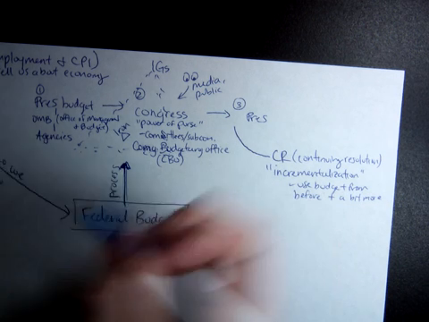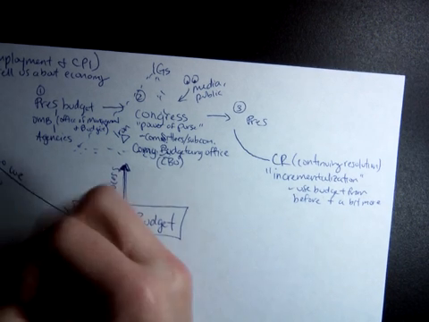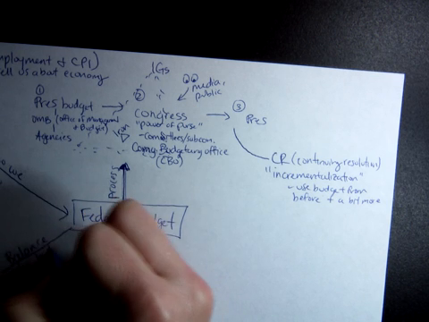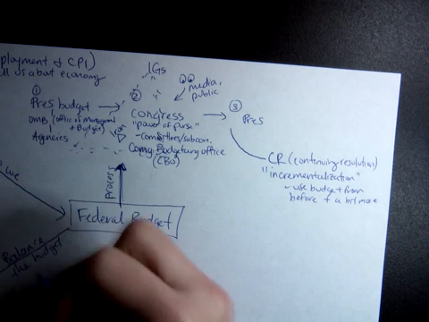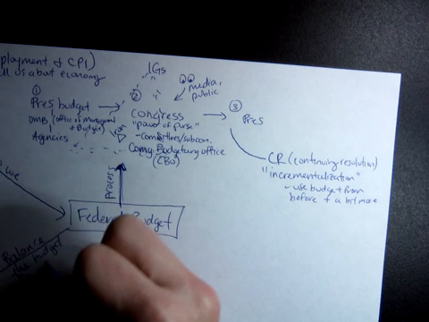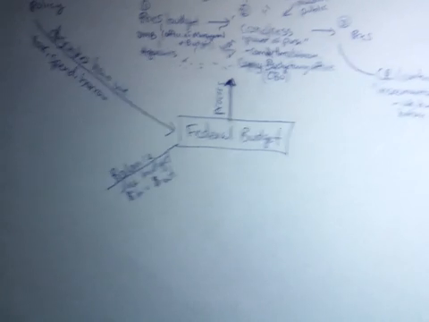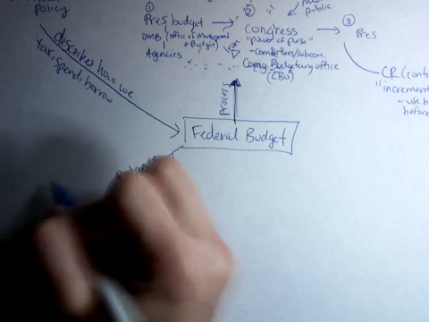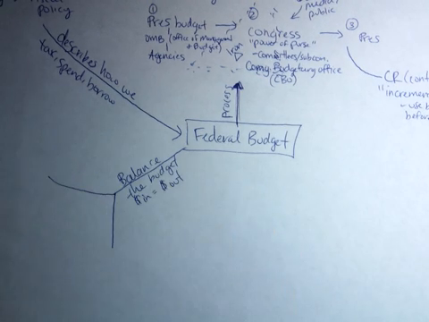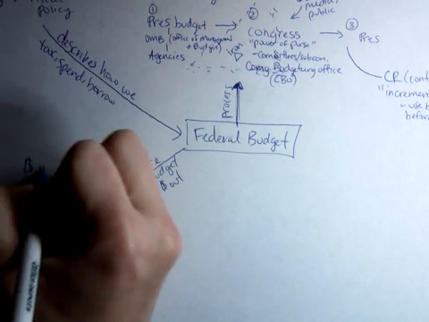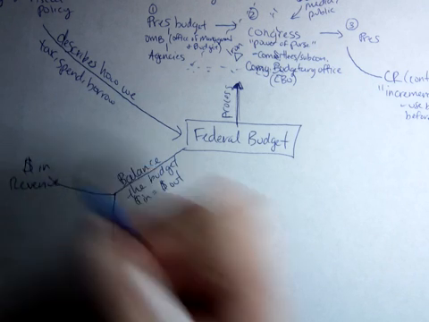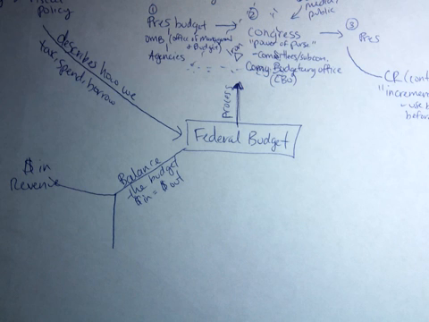Okay, how to balance. This is important. How to balance the budget. Well, that means that the money in should be equal to the money out. So that means there's two sides, money in, money out. Money in. What do we call that? Revenue. And we get it typically through taxing, but we can get money in some other ways too.